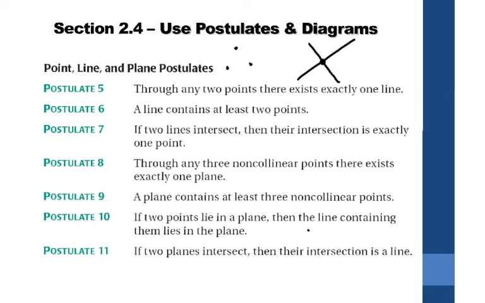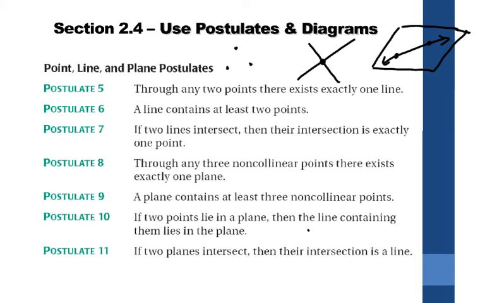And then let's see, postulate 10. If 2 points lie in a plane, then the line containing them lies in the plane. Alright, so I'm going to draw a little bit of what this actually means too. Let me get this pen out. So we have a plane, okay, and in that plane are 2 points, just like that. If that plane has those 2 points, then in that plane exists a line containing those 2 points. Okay? That's all postulate 10 is saying.